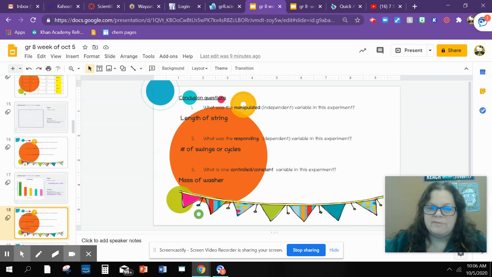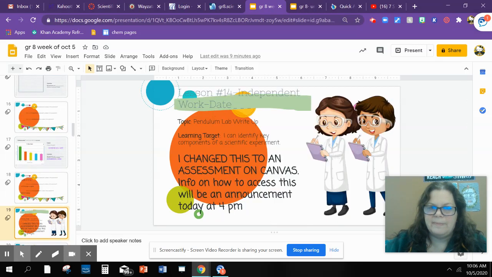The manipulated variable is the length of string. The responding variable is the number of cycles or swings it took. And one thing that should remain the same, or constant, is the mass of the washer.